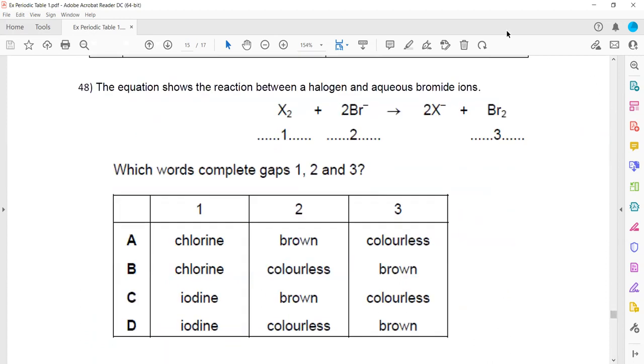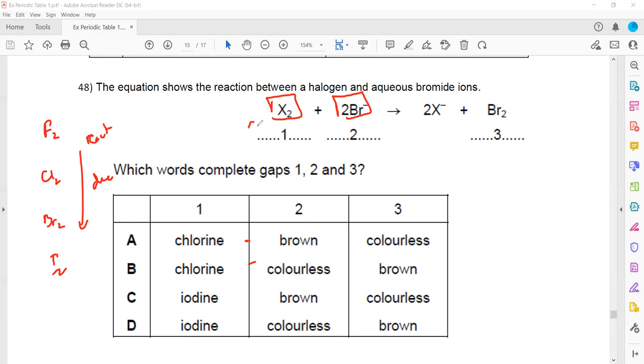In question 48, the equation is between the halogen and aqueous bromide. Always, the more reactive halogen can displace a less reactive halogen ion. If we have fluorine, chlorine, bromine and iodine, as we go down the reactivity decreases. So if we want to displace bromine, we should have something more reactive than bromine, so either fluorine or chlorine. But there is no option of fluorine, only chlorine. So this should be chlorine.